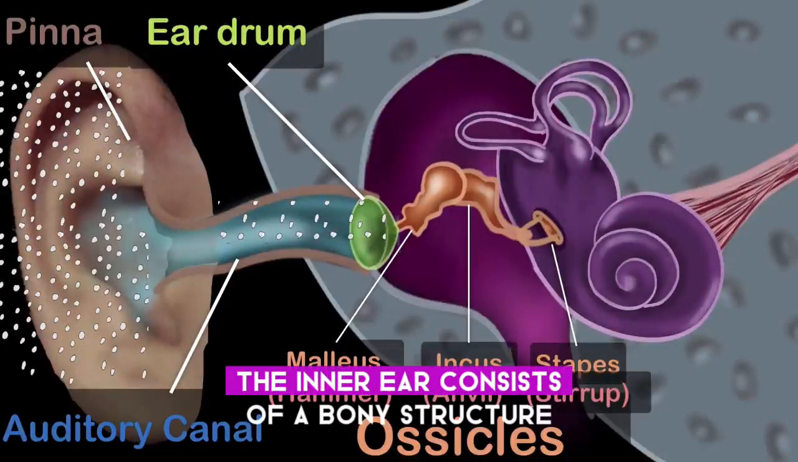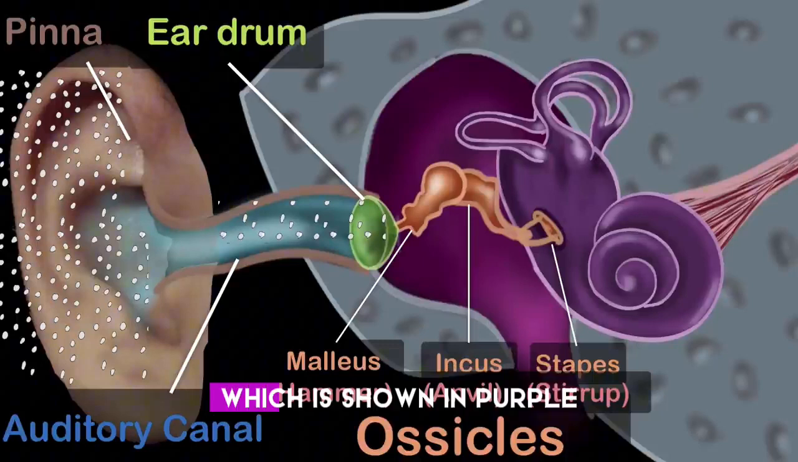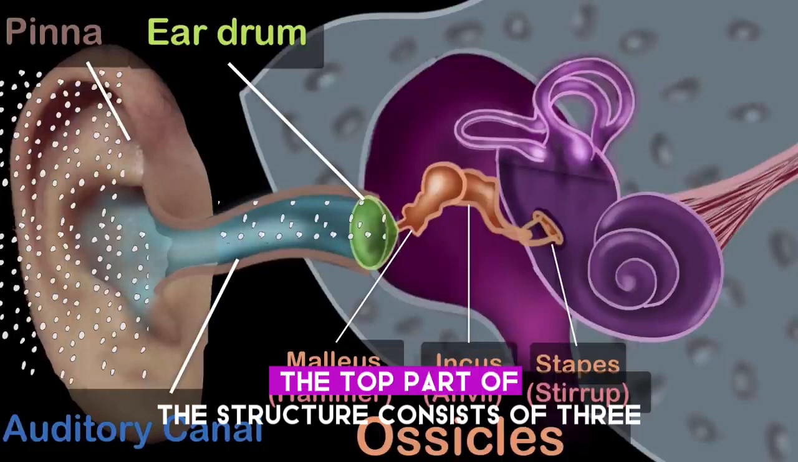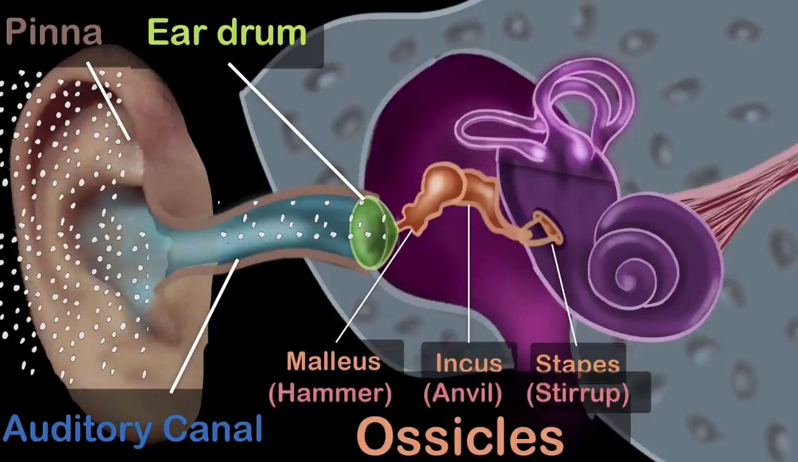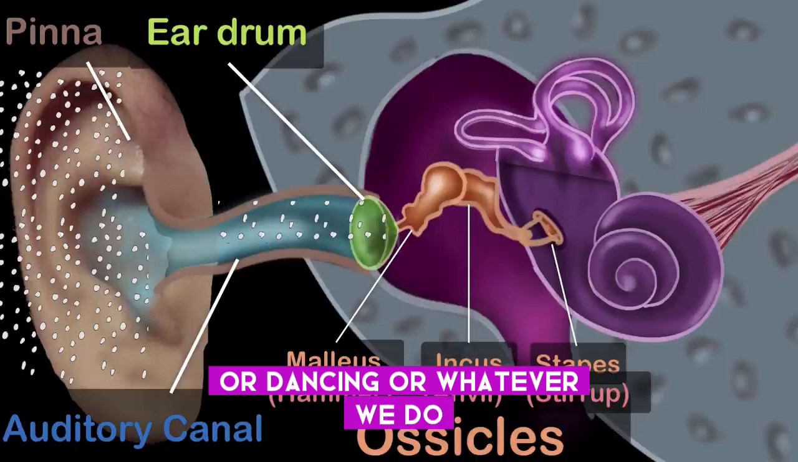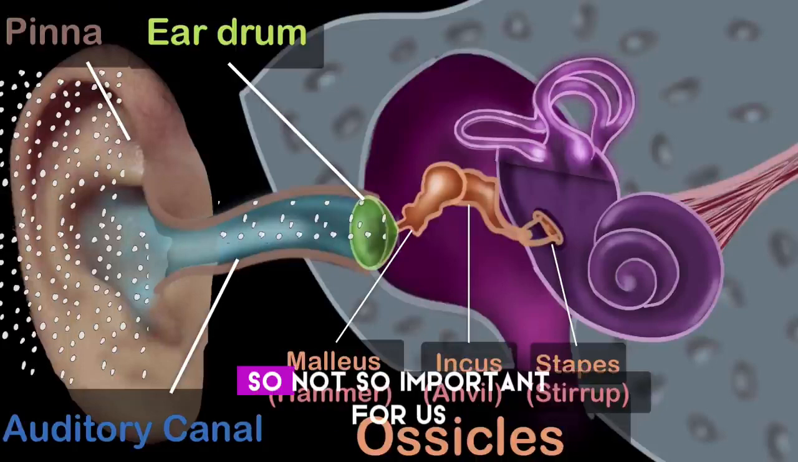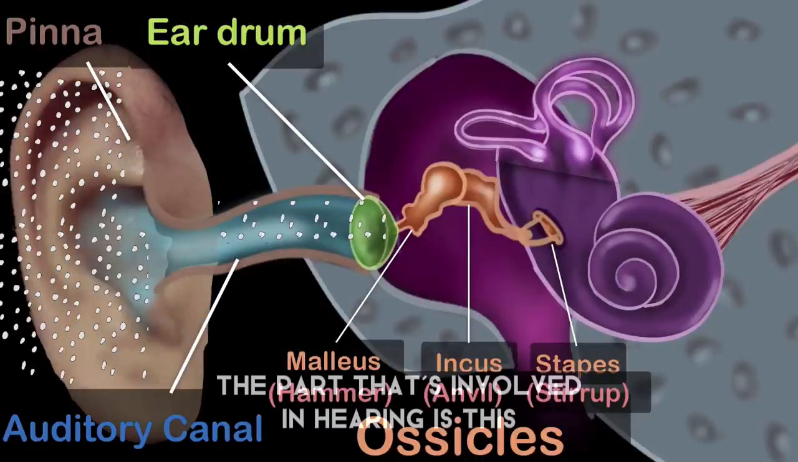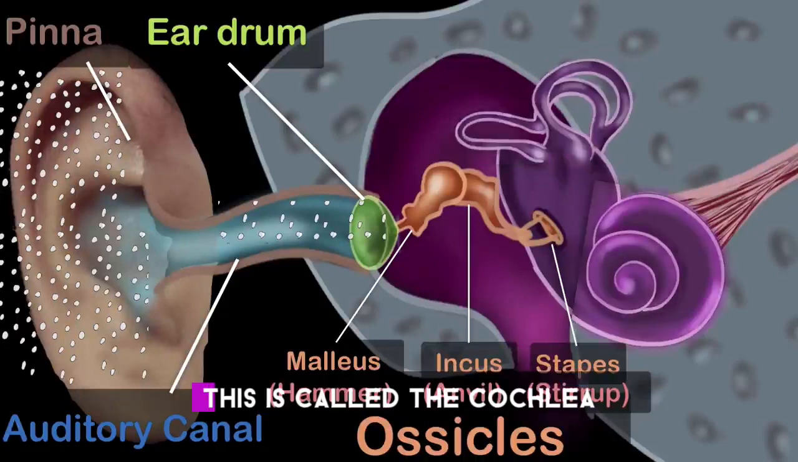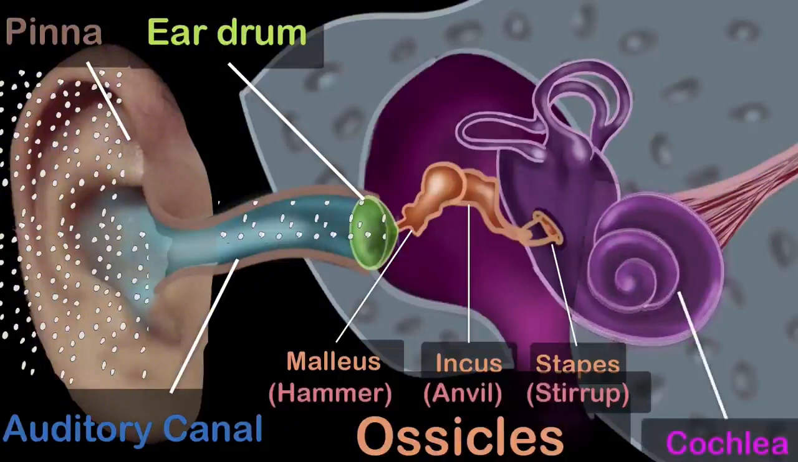The inner ear consists of a bony structure, which is shown in purple. Now, as you can see, the top part of this structure consists of three semicircular rings. They help us in maintaining our balance when walking or dancing or whatever we do. So they're not involved in hearing, so not so important for us. The part that's involved in hearing is this snail-like structure. This is called the cochlea.